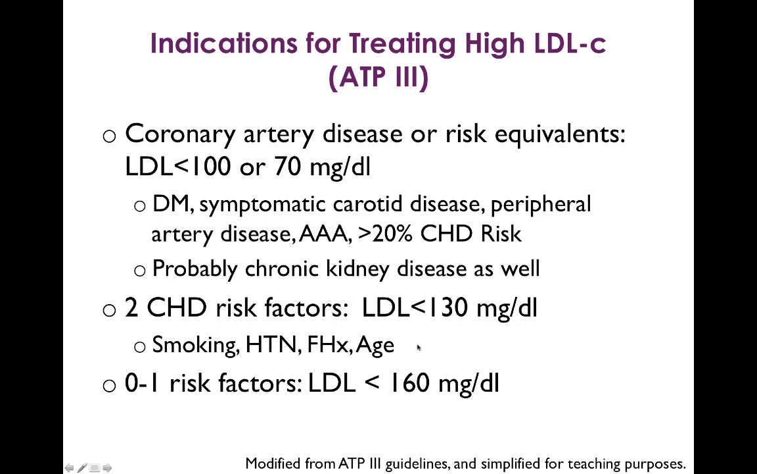If the patient doesn't have a coronary disease risk equivalent or coronary disease, then you look at their risk factors. You look at smoking, hypertension, family history of premature coronary disease, or age defined as greater than 45 for a man or greater than 55 for a woman. And if the patient has two or more coronary heart disease risk factors, you try to treat to an LDL of less than 130. Patient has 0 to 1 risk factors, treating to an LDL of less than 160 makes sense. And again, the same therapeutic concept of higher risk merits more aggressive therapy than lower risk. And that's the concept here.